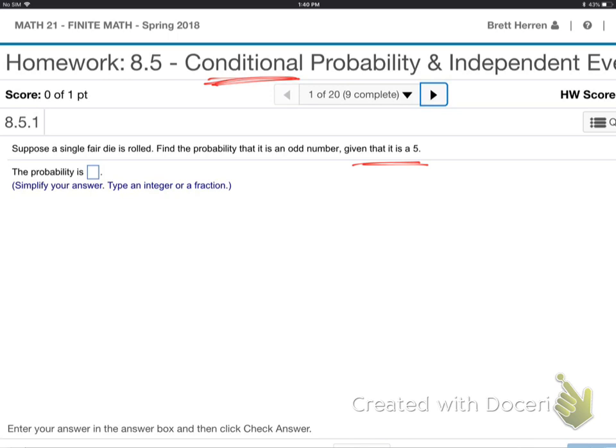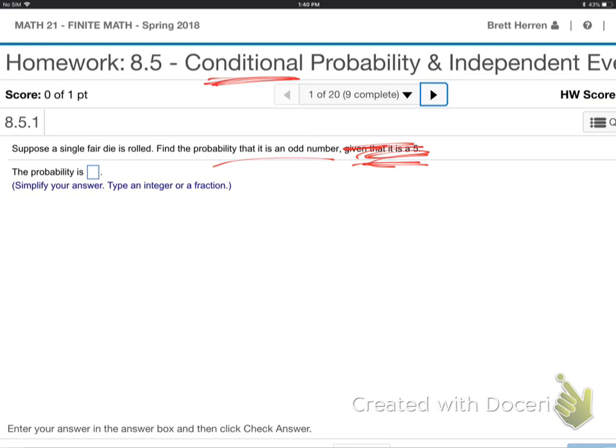So understand what that's saying. That's saying, hey, I got a die. I rolled the die, covered it up, didn't let you see it. I said, okay, I want you to tell me what's the probability it's an odd number. If I just said that, and I didn't say anything about the given 5 thing, what would you say? Forget about this part for a minute.